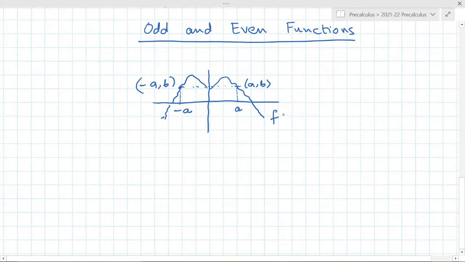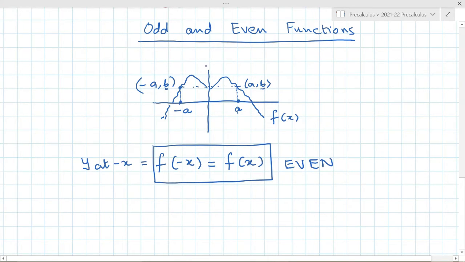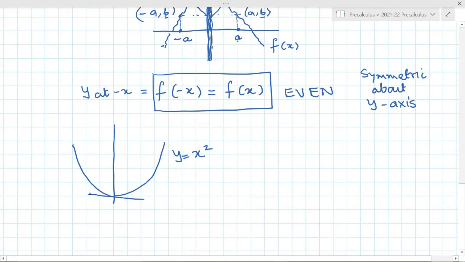So if this is f of x, right? So what is f of negative x? Y at negative x is the same as the y at positive x. If f of negative x is equal to f of x for all values of x, then it is called an even function, and it is reflected across the y-axis. Do you know any function like that which is symmetric about the y-axis? Y equals x squared. Yes, it does look like it should be symmetric, right?